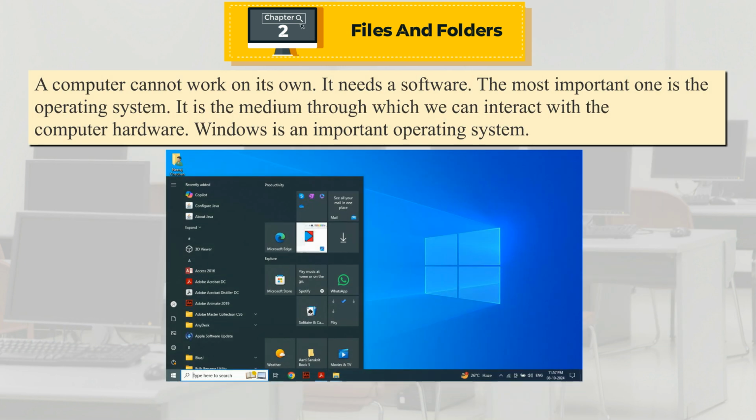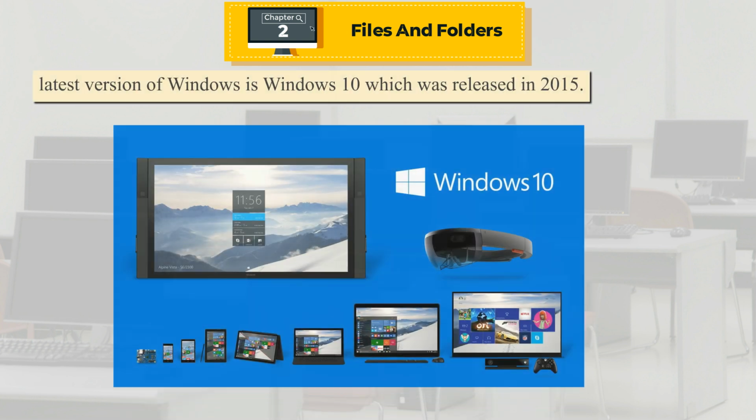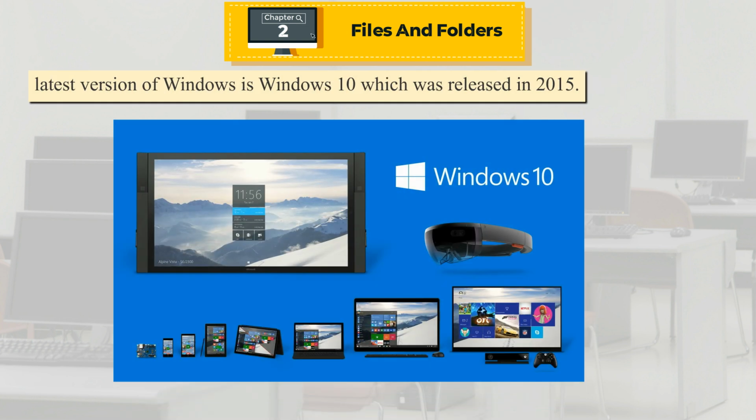A computer cannot work on its own. It needs software. The most important one is the operating system. It is the medium through which we can interact with the computer hardware. Windows is an important operating system. Windows 1 was the first version of Windows, which was released in 1985. The latest version of Windows is Windows 10, which was released in 2015.